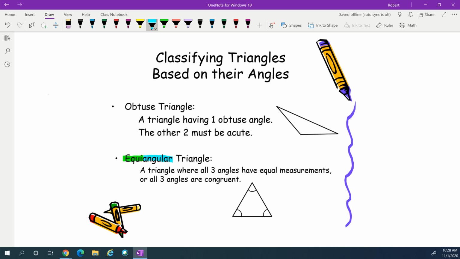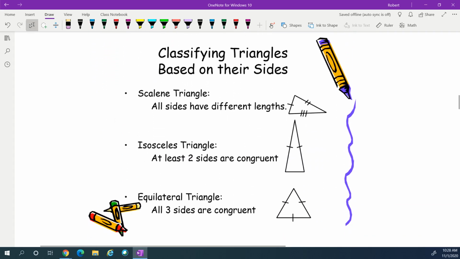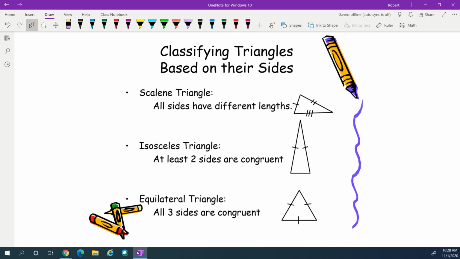So that's classifying based on angles. We can also classify triangles based on their sides. A scalene triangle, all three sides are different. In an isosceles triangle, two sides are the same. Now, the technical definition, at least two sides are the same. But if all three sides are the same, meaning all three sides are congruent, we have a better name, equilateral triangle.